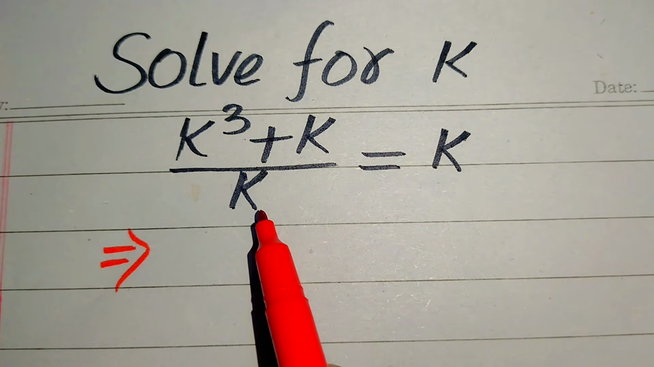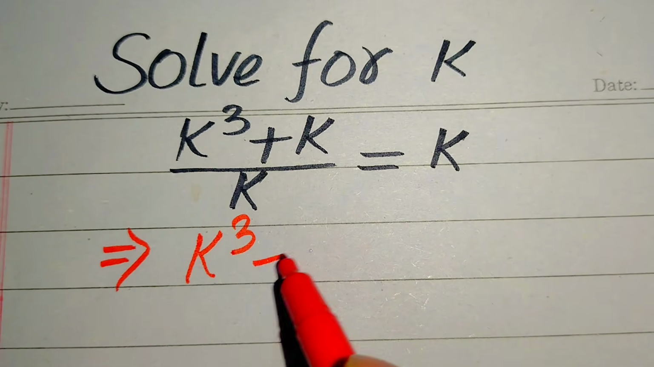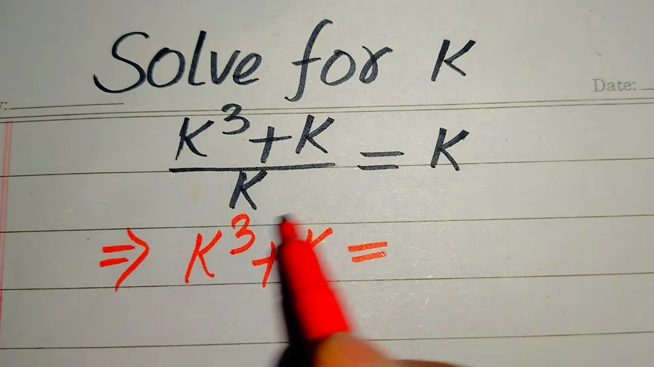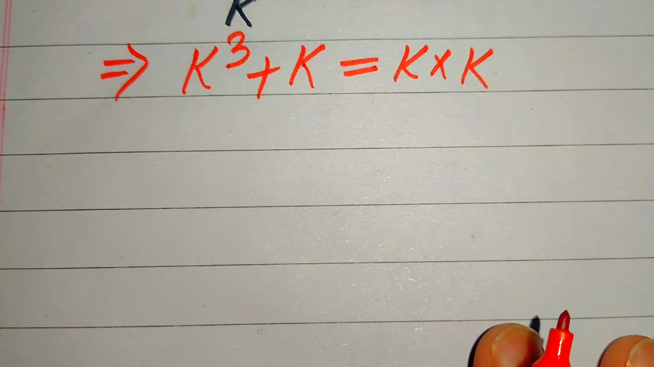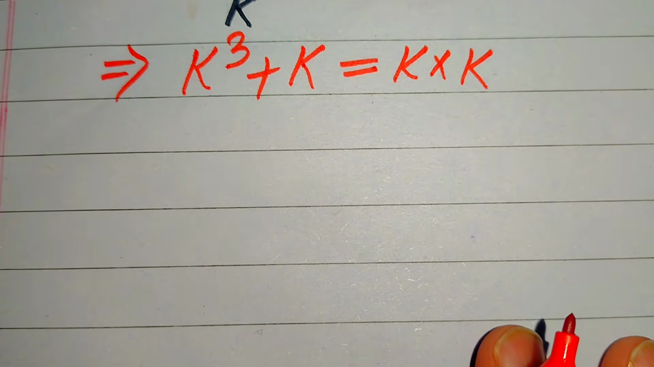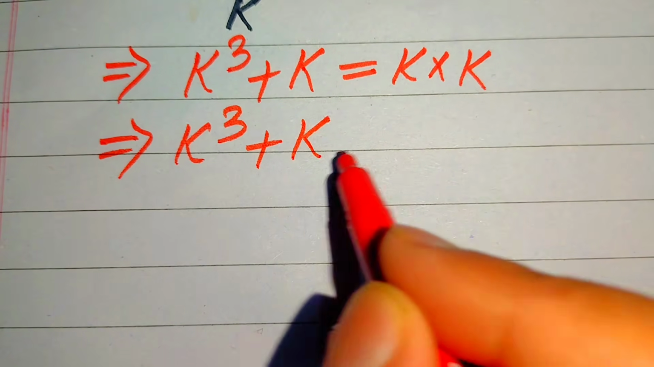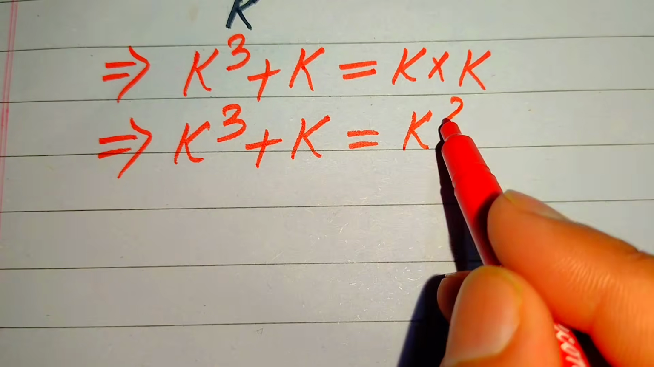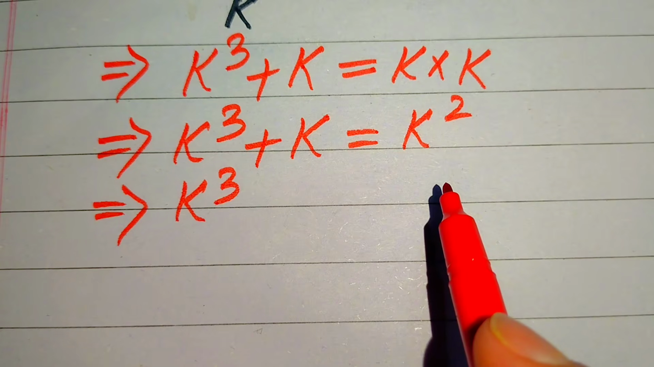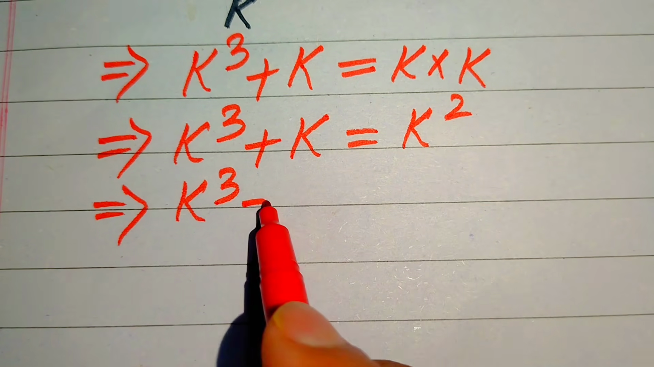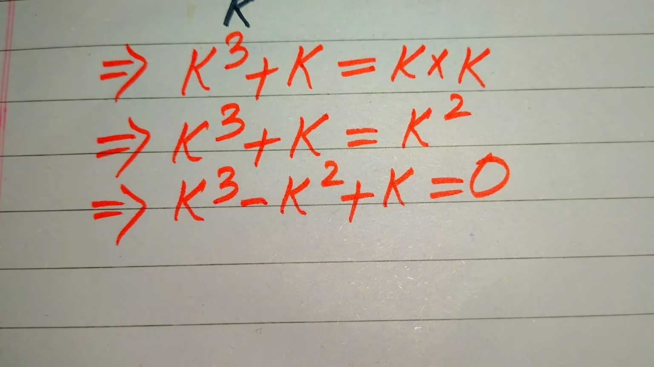So first we move the term k from the left hand side to the right hand side, and this will be written as k cubed plus k is equal to k multiplied by k, which lies on the right hand side. And now in the next step we need more simplification, and we get k cubed plus k, and this k multiplied by k becomes k square. And here we move the term k square from the right hand side to the left hand side, and this becomes k cubed minus k square plus k, and this whole equation is equal to 0.